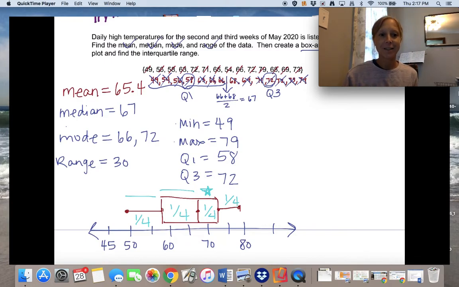We're not quite done though. We will now need to find our interquartile range. Remember the IQR or interquartile range is Q3 minus Q1. And so the interquartile range of this data is 14.